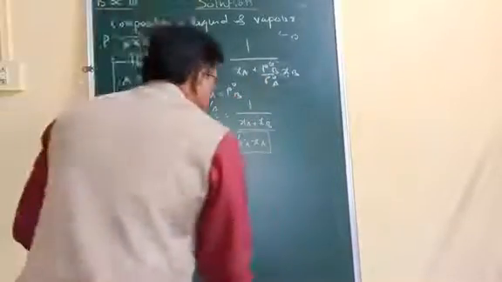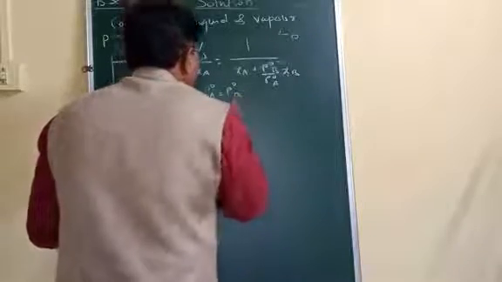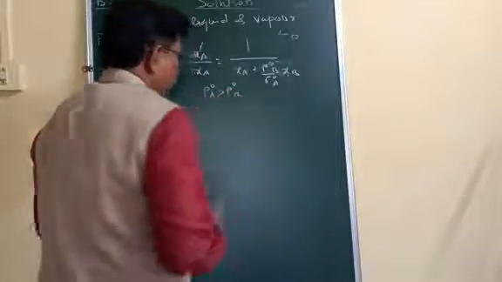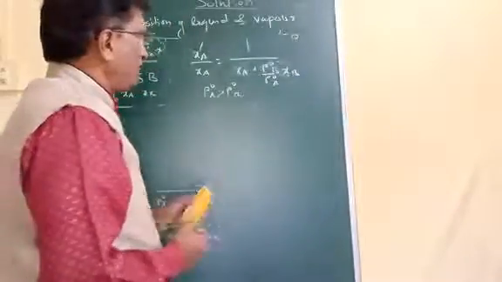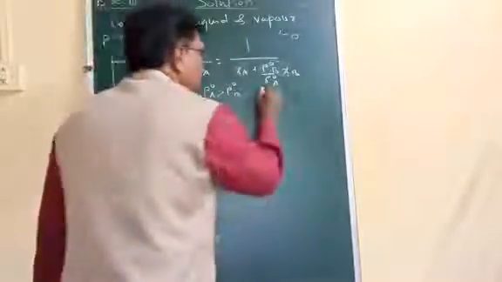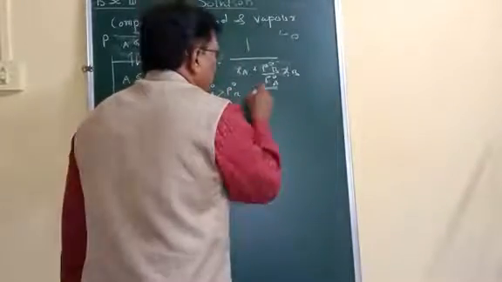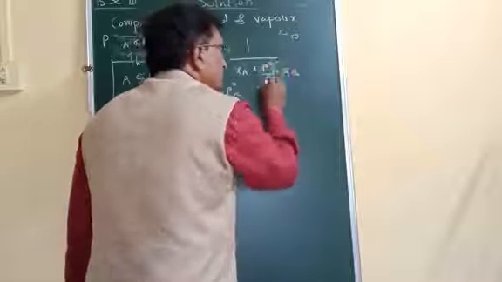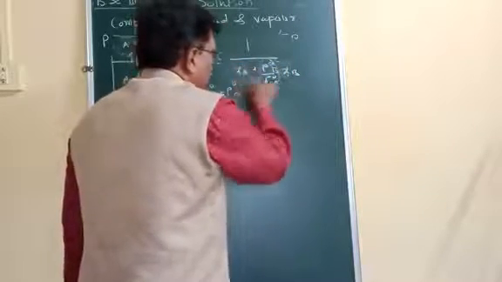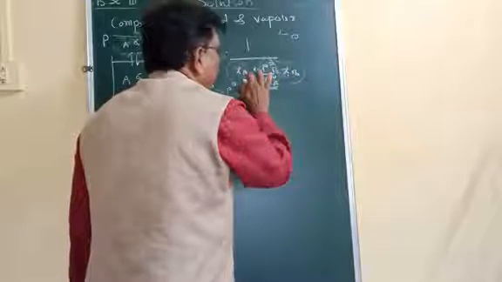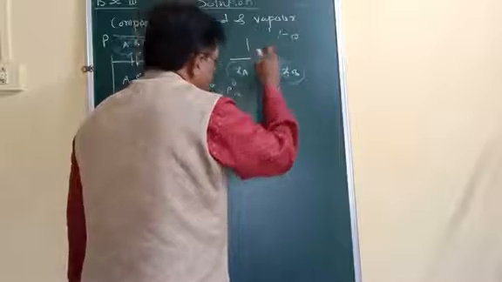Now let us check another condition. Suppose P0A is greater than P0B, if the vapor pressure of A is greater than the vapor pressure of B, then what will happen? See here, if P0A is greater than P0B, then this thing is less than 1. If this is less than 1, then this is less than 1, and if this is less than 1, then this division is less than 1.